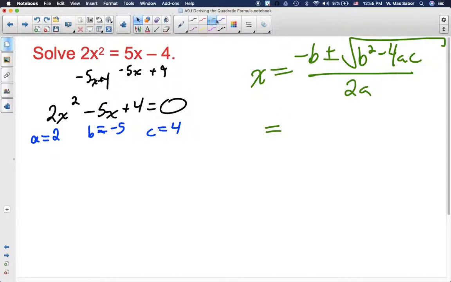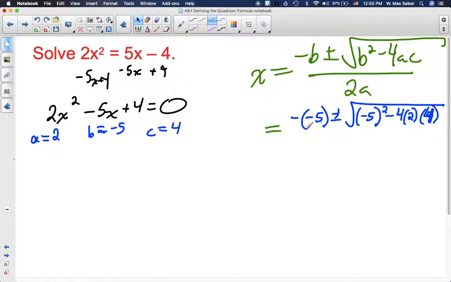So now we take in negative b plus or minus the square root of b squared minus 4ac, that's supposed to be a 4, all over 2a. So that 2 is this 2 and that 2. That negative 5 is this negative 5 and that negative 5. And c only appears once.